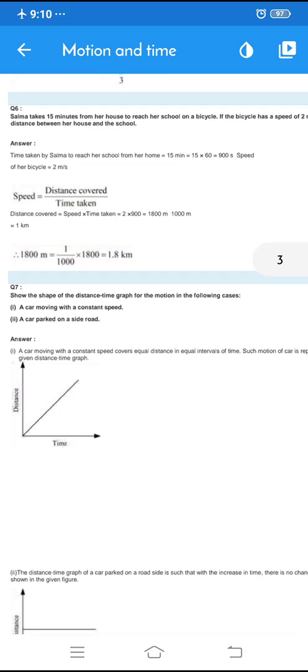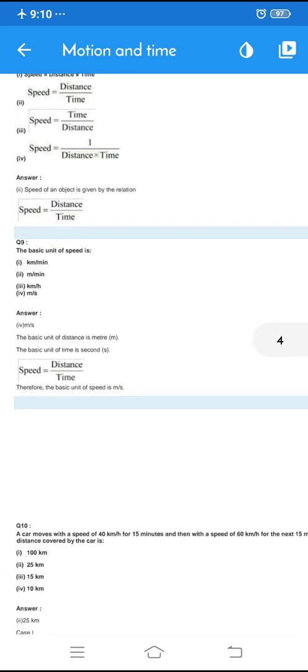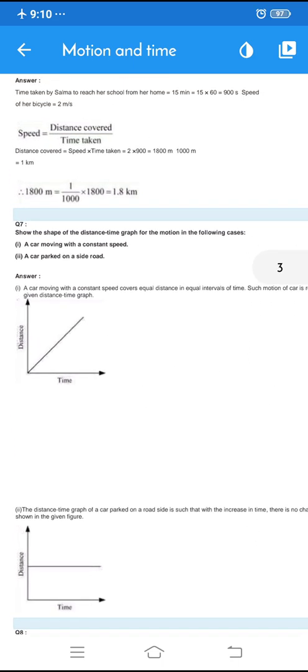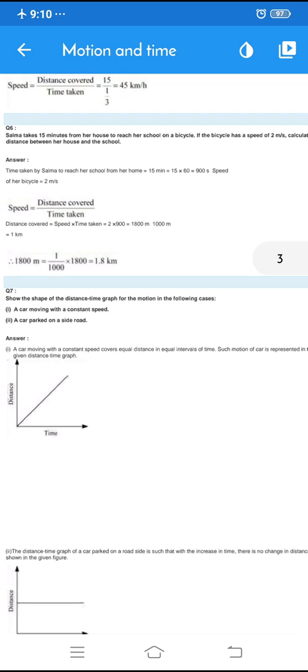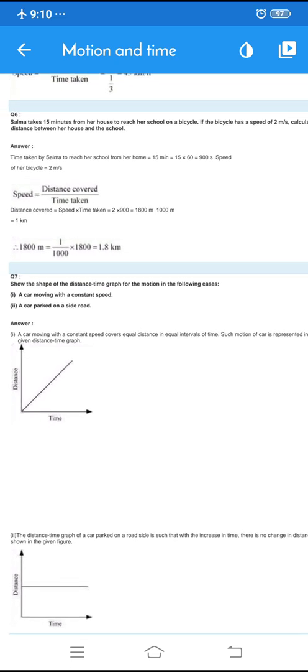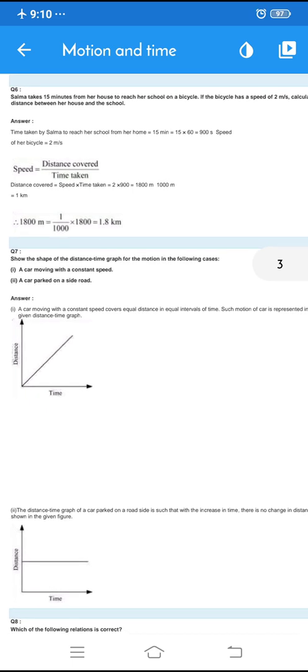Okay, so now let's go for question number 6. Still many more are there, so we shall move fast. Question number 6: Salima takes 15 minutes from her house to reach her school on a bicycle. If the bicycle has a speed of 2 meter per second, calculate the distance between her house and the school.